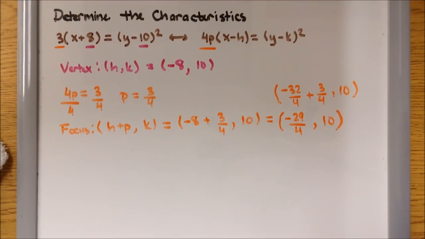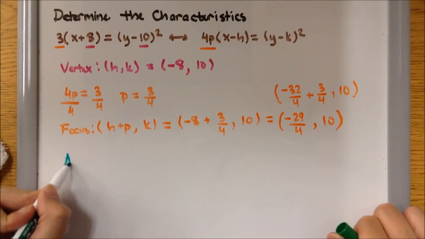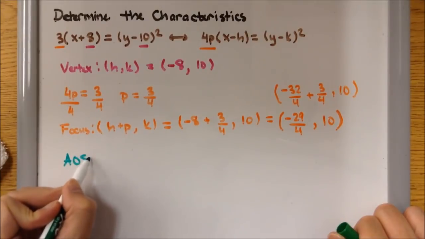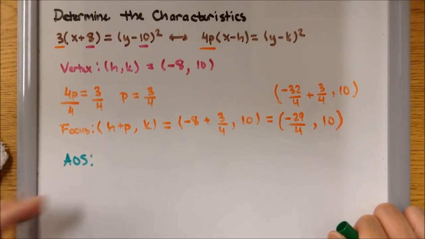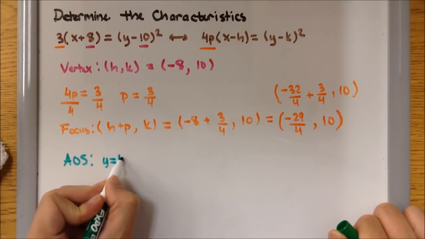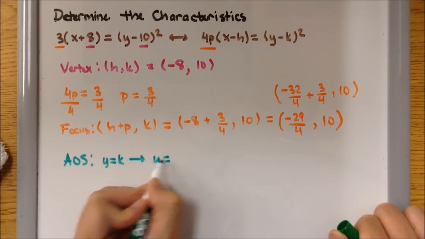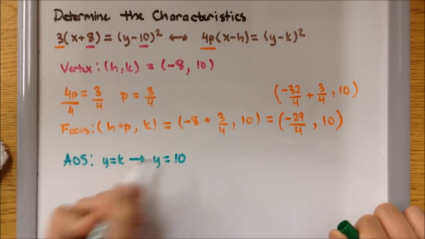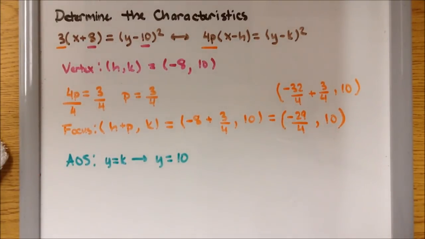Alright, next we're going to find the axis of symmetry, or AOS for short, or in some cases it might just say axis. Now axis of symmetry is going to be y equal to k. So y equal to our k value, which is just 10. Now the directrix.